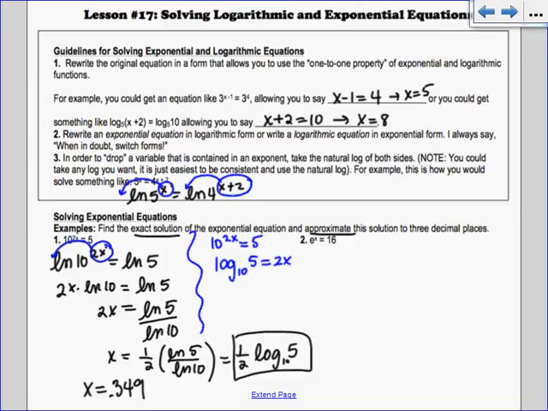So then log base 10 of 5, well, that's just log of 5. And when I divide by 2, I have log of 5 over 2, or 1/2 of log of 5. Do you guys see how you have exactly the same thing? Okay, it's almost faster doing it that way, actually.